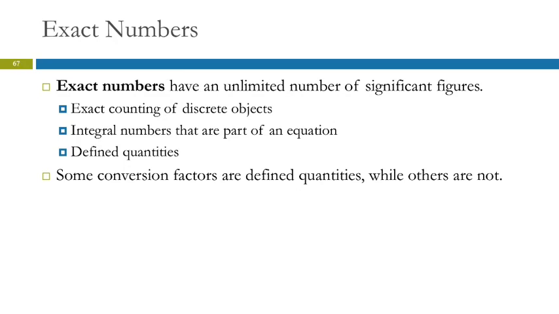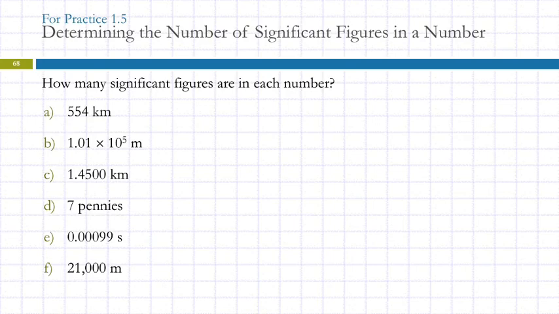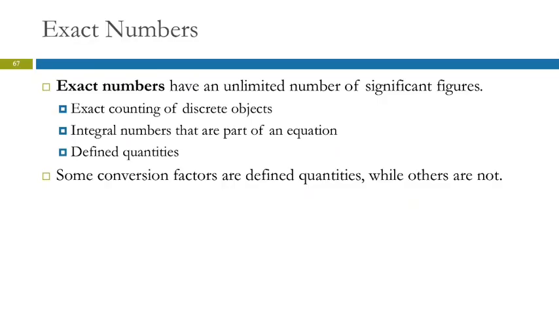So that's one example. Integral numbers that are part of an equation. What does that mean? Well, what if you had the diameter of a circle? The diameter of a circle equals 2 times the radius of the circle. Right? Is there any uncertainty in that 2? No. That's an integer number, integral number, in an equation. So the 2 is an exact number. And then defined quantities are exact numbers.